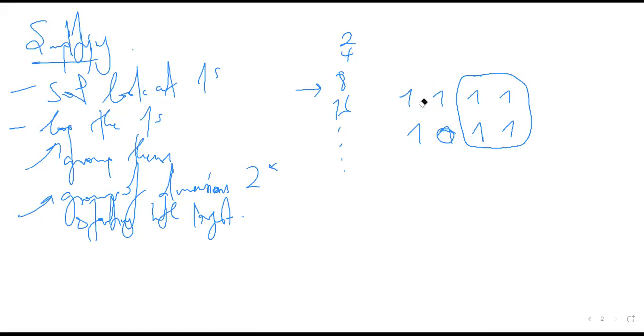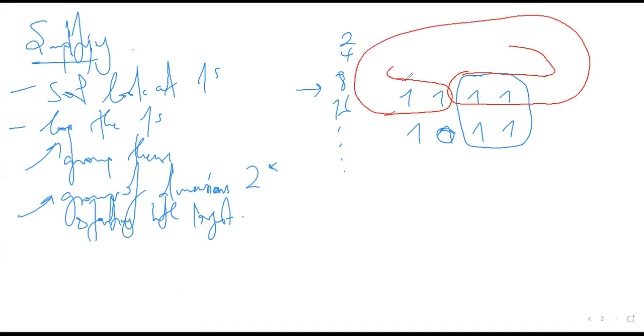I can group these 4 here, these 2, and these 2 here. They can overlap. It's like I'm grouping these 2 here. That's another group of 4. I can also group these 2 here. So I have 3 groups there. That's how you make your loops.